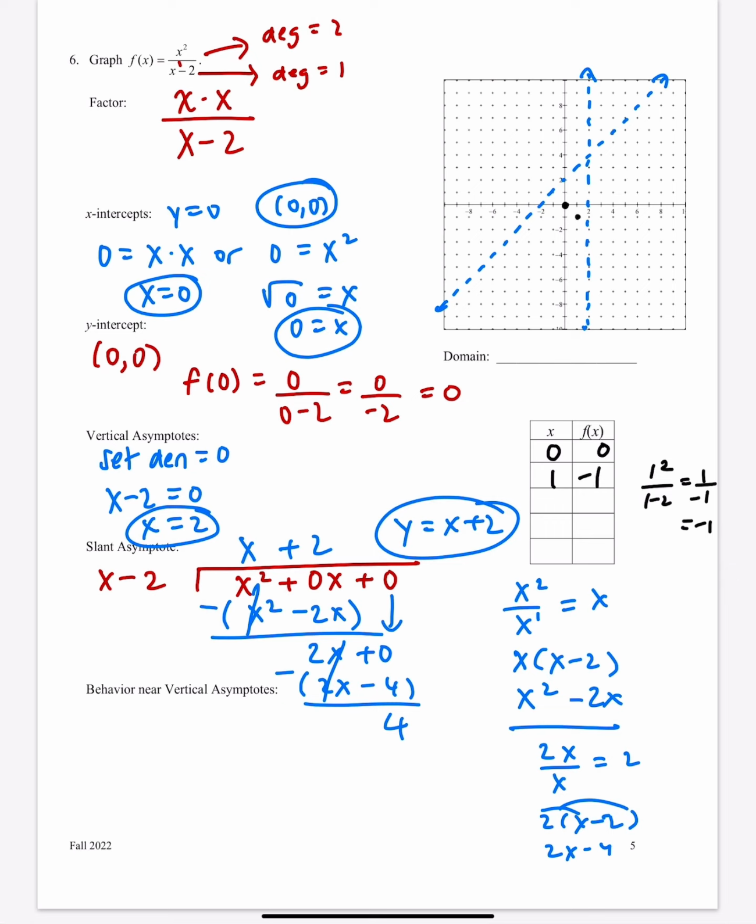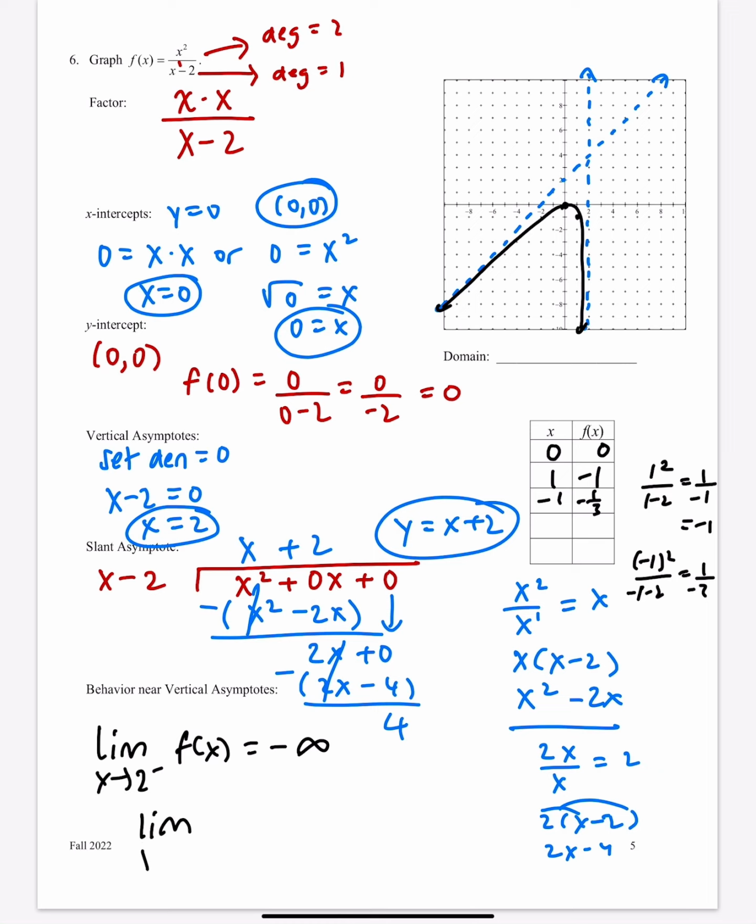So negative 1, right? If I plug in, say, like negative 1, that will be 1 over negative 3. So negative 1/3, right? So something that looks like that. So it does something like that. It hugs the asymptote, right? So we say that the limit as x goes to 2 from the left is negative infinity. And from the right, it's going to go to positive infinity. It goes in the opposite direction, right? So it's going to look something like that.